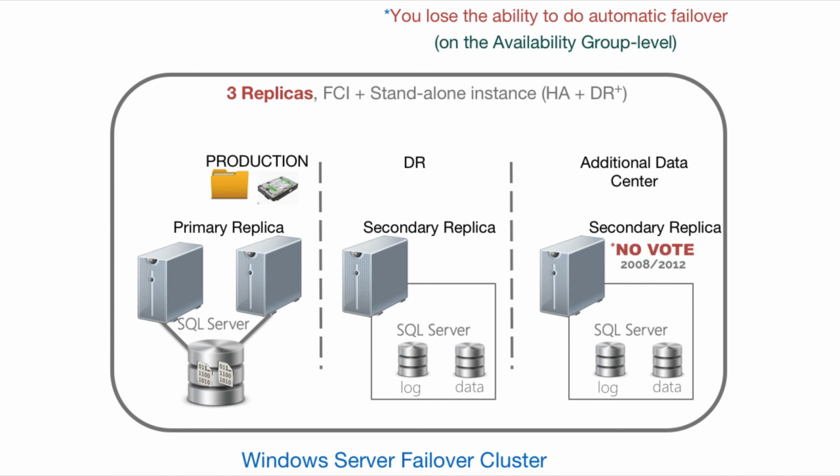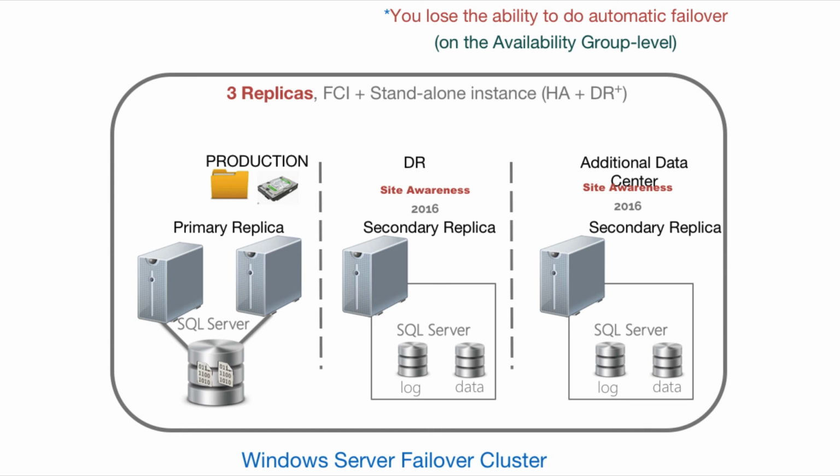Looking at the quorum configuration, I can configure the secondary replicas on those additional data centers with no vote if I'm dealing with Windows Server 2008 or Windows Server 2012. And if it's a Windows Server 2012 R2, I can configure lower quorum priority node ID to be those nodes in the additional data centers. Similarly, if I'm using Windows Server 2016, I can use site awareness.